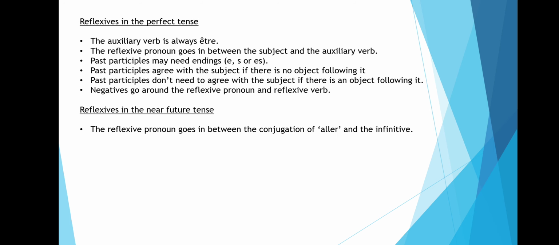Now let's look at reflexive verbs in the perfect tense. The auxiliary verb is always être. The reflexive pronoun goes in between the subject and the auxiliary verb. Past participles may need endings by adding an E, S, or ES for feminine, singular, plural, or feminine plural.